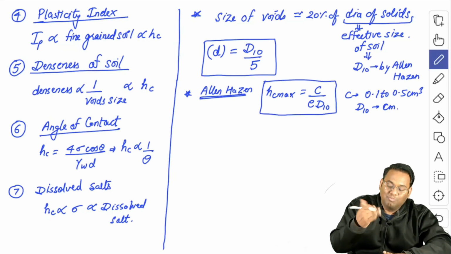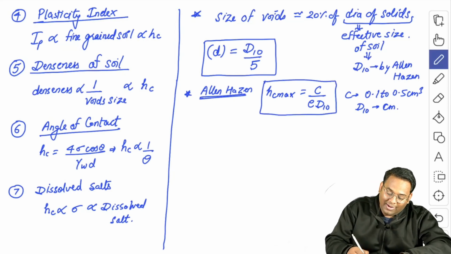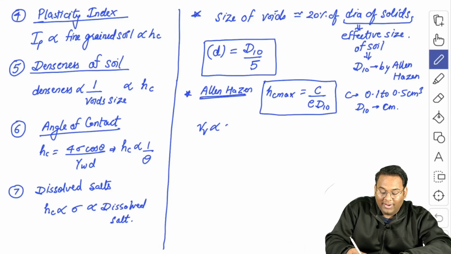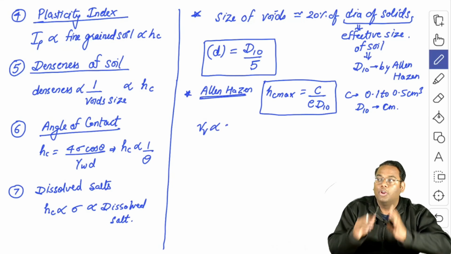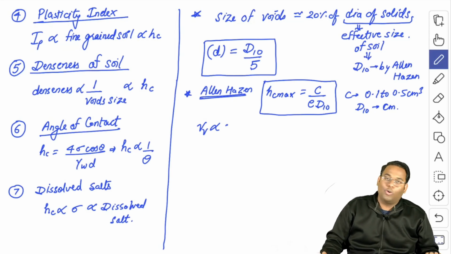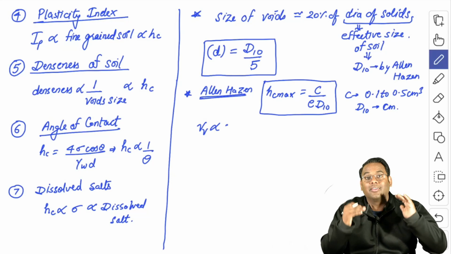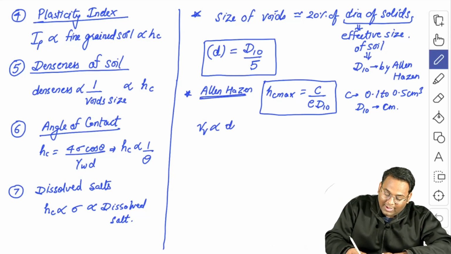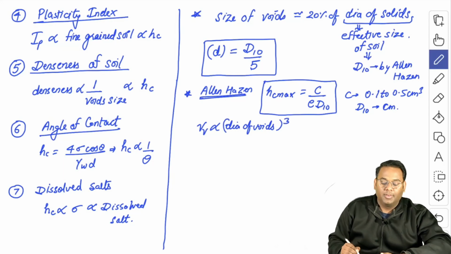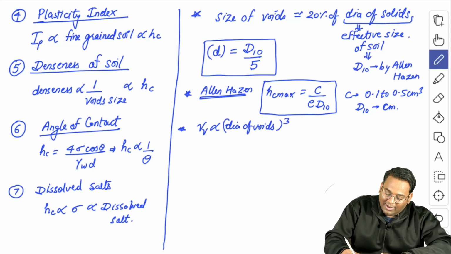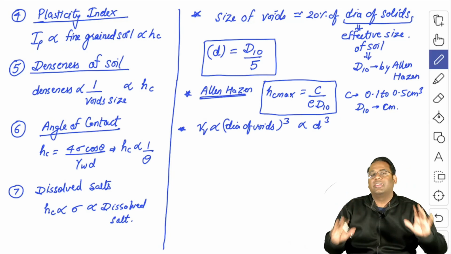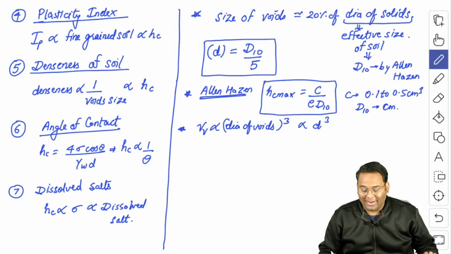Now let us move ahead to the next part, which is the volume of voids. As you know, the volume is 4 by 3 pi r cube, which means it is directly proportional to the diameter of voids raised to power 3. So I can say that is the dia of voids to the power 3, and this is d cube. I am just taking here that the size of voids is small d.